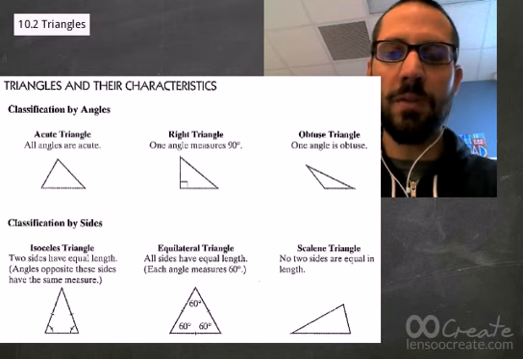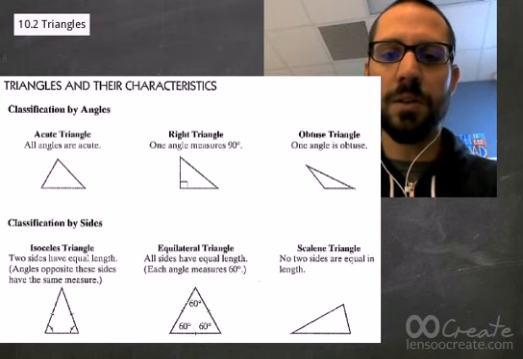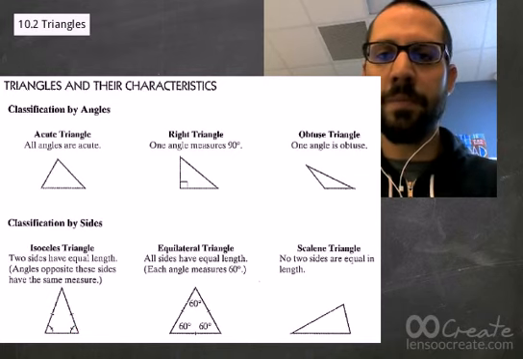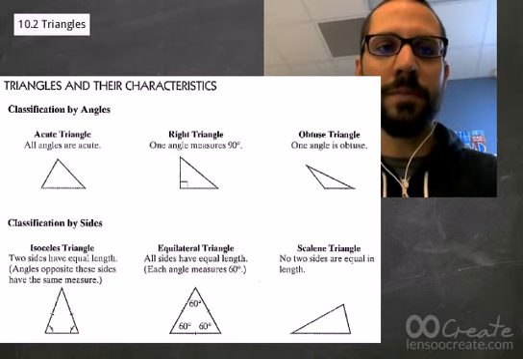Then we can do classification by sides. If we have two sides are equal, it's an isosceles triangle. And if we have two sides equal from geometry, we also know that the opposite two angles are also congruent. An equilateral triangle has all sides congruent, and if all sides are congruent, all angles are also congruent. And a scalene triangle, where none of the sides are equal at all. Go ahead and get those in our notebook.